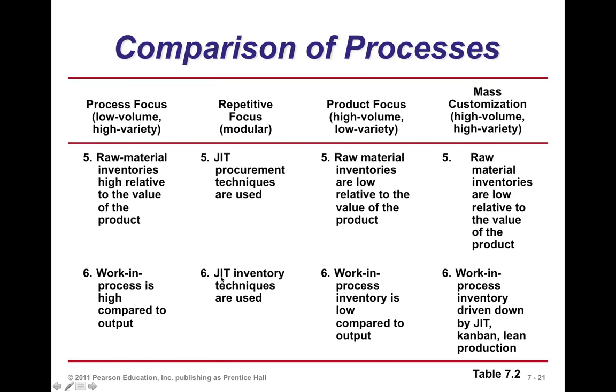In terms of raw materials, you have raw materials of relatively high value to the value of the product. We tend to use just-in-time procurement techniques with repetitive focus. Raw material inventories tend to be very low relative to the value of the product because you produce in such large volumes. And raw material inventories are low relative to the value of the product in mass customization as well. We tend to have large amounts of work in process inventory in process environments, and of course as we go through here, we tend to drive that down. JIT helps to reduce the level of inventory as we go through these other types of systems. Okay.